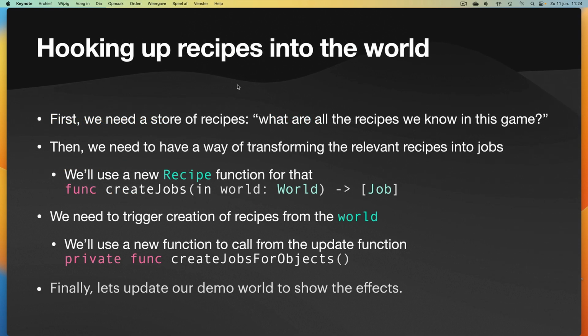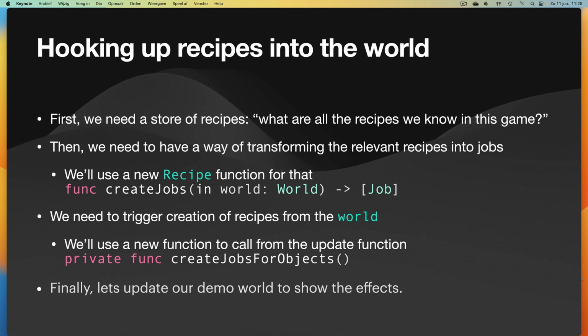Well, first, we need somewhere to store our recipes. So we should have a place where all the recipes that we know of in this game are. Could be a JSON file, but we will use a hard-coded array that we'll define. Then we need a way of transforming relevant recipes into jobs. Relevant recipes are those recipes for which an object exists in the world. We'll use a new function on the recipe type for this, the createJobsInWorld function, that will return an array of jobs. Of course, we'll write some tests to validate that it's working correctly.